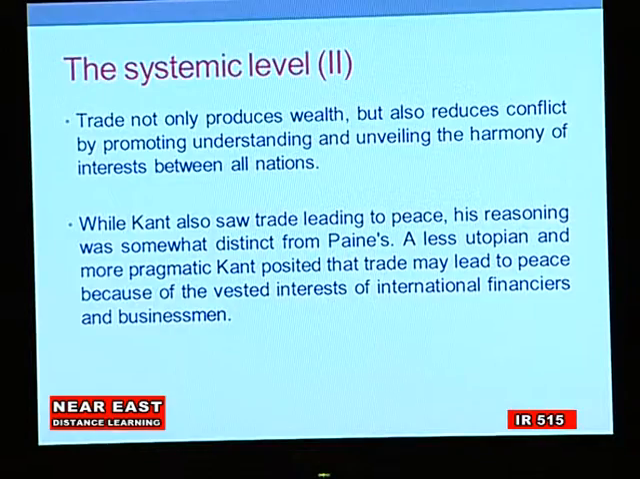And when we continue to look at the systemic level and the liberal understanding of relations and peace, it's possible to say that trade not only produces wealth, according to that perspective, but also reduces conflict by promoting understanding and unveiling the harmony of interest between all nations. So this harmony of interest, and the shared understanding that this is best for us, appears to be the main motivation behind the systemic level understanding in the liberal tradition, which puts forward that states involved in trade relations are less likely to get involved in violent conflicts.